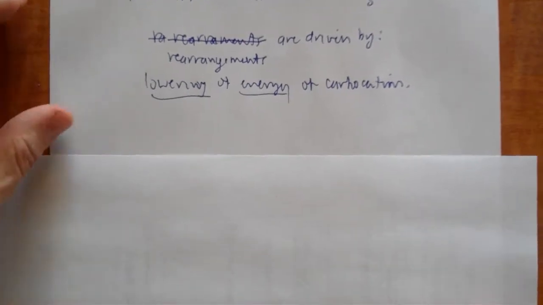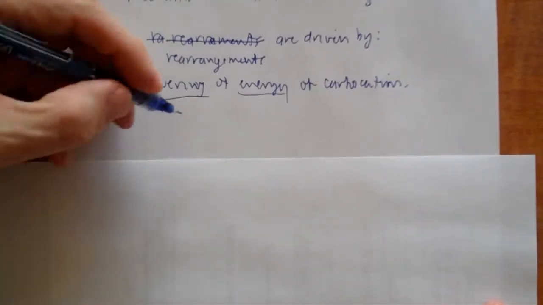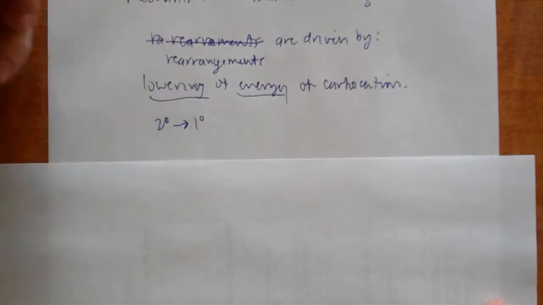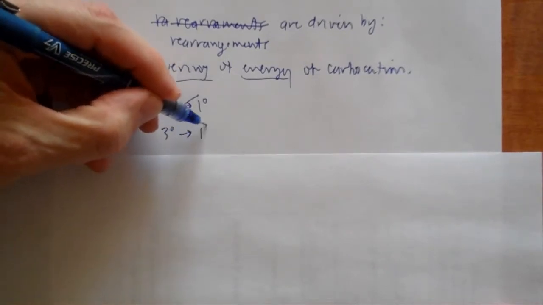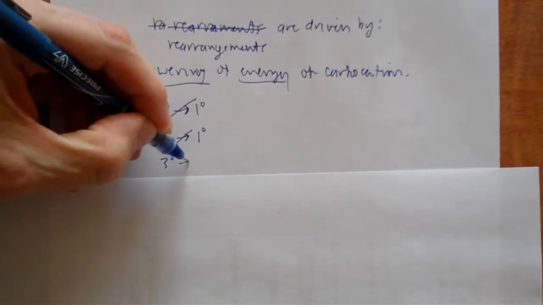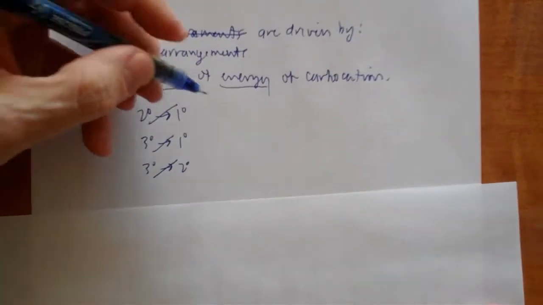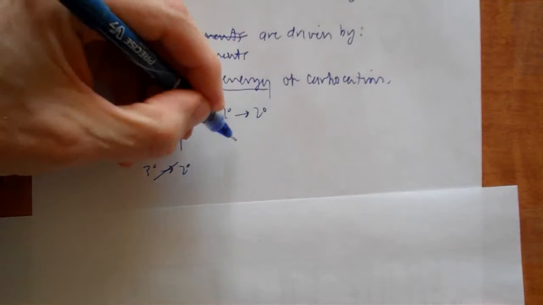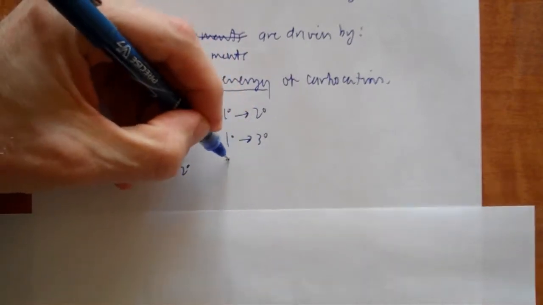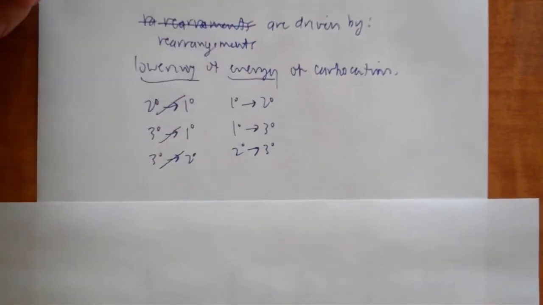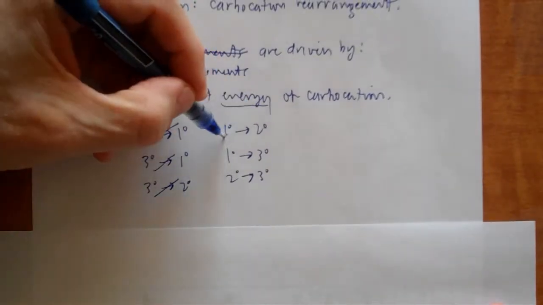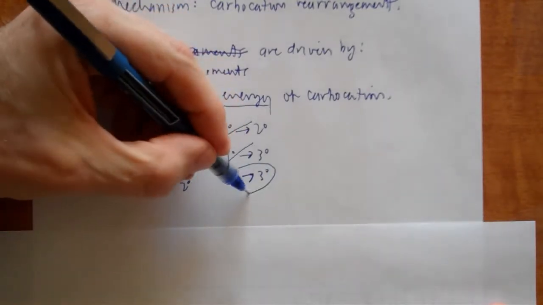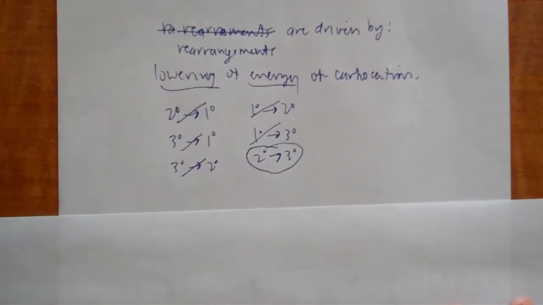So what we're never going to see is a rearrangement go from a secondary to a primary carbocation. That's never going to happen, because that would be an increase of energy. We're never going to see a tertiary to a primary, or a tertiary to a secondary. We could see a primary to a secondary, a primary to a tertiary, or a secondary to a tertiary. Those we could see. However, we'll almost never see a primary carbocation. And so, boom. That's what we're looking at.